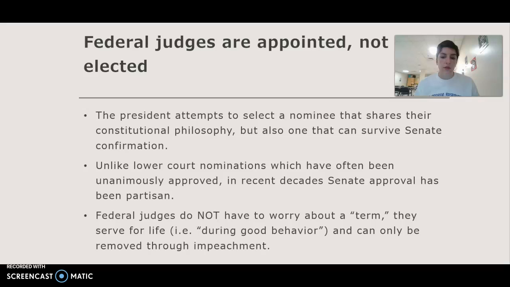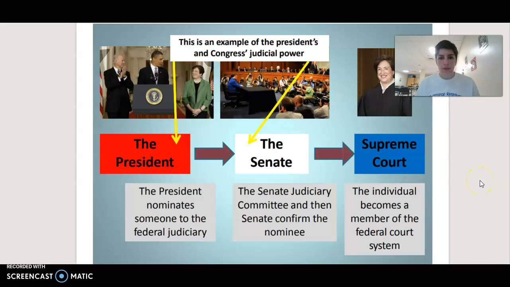Federal judges do not have to worry about a term. They serve for life. So once they are elected, they will be on the Supreme Court for as long as they want to be. Some people have died as Supreme Court justices. Some people have chosen to retire and leave early, but you have a life term being a Supreme Court judge.